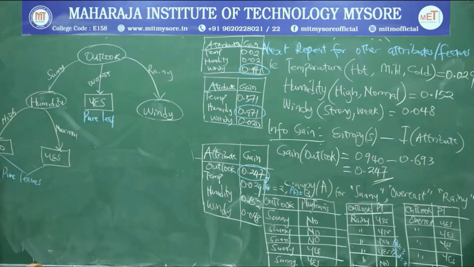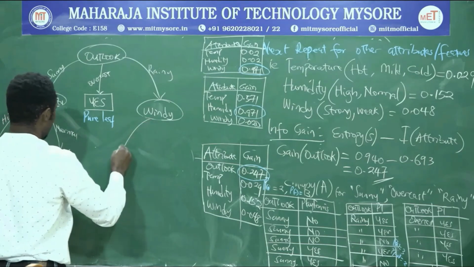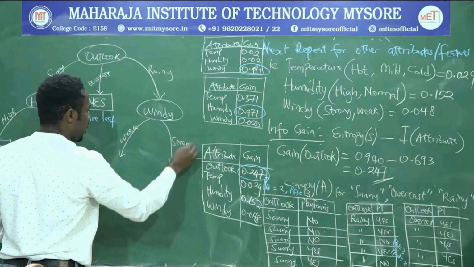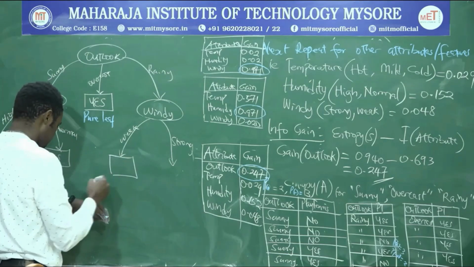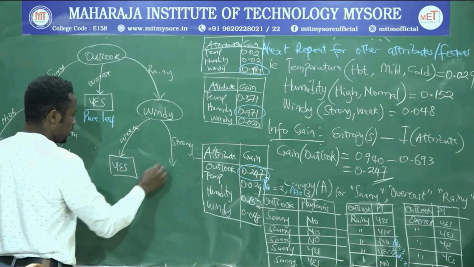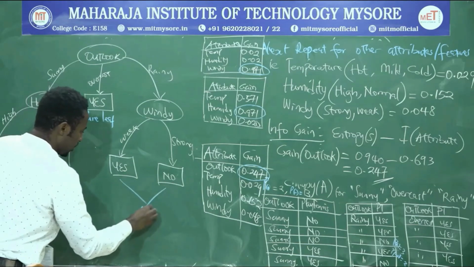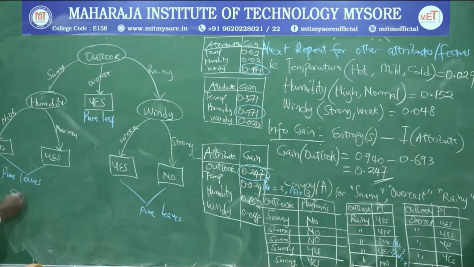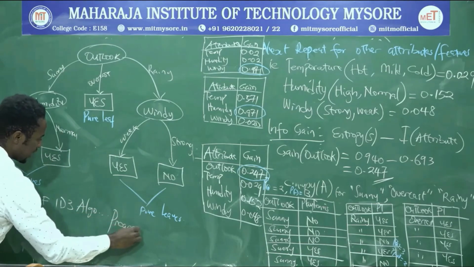So windy, we had two sub-attributes, which is weak and strong, or strong and weak, if you've made the table. So weak and strong. So for weak, it was yes, and strong, no. Weak, yes, and strong, no. So again, we have obtained pure leaves. So end of ID 3 algorithm. So what happens now? Program terminates. We are done.